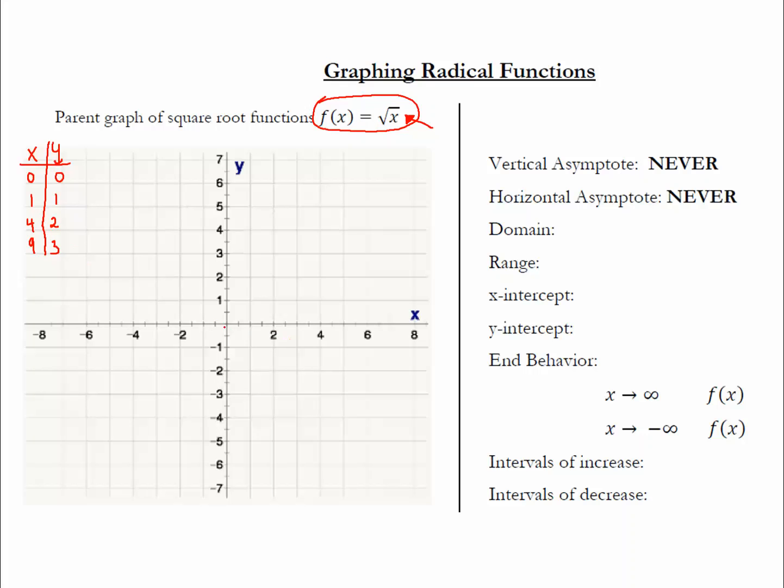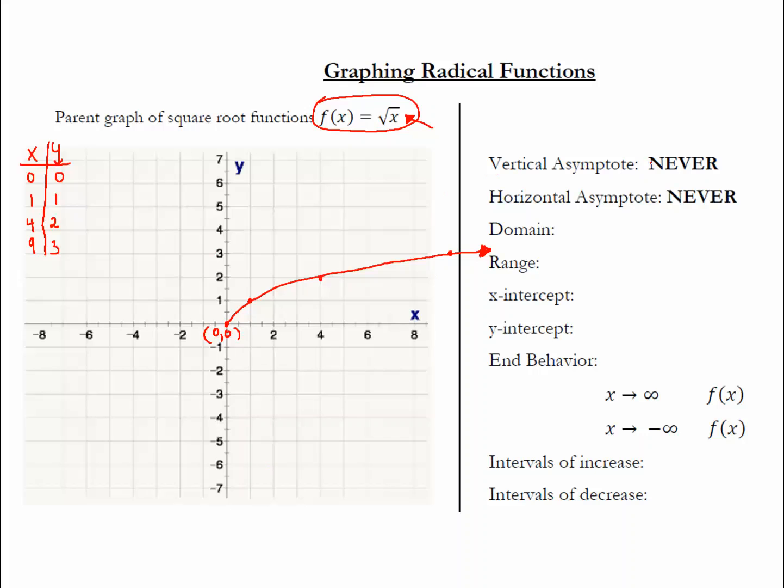And then we went ahead and we plotted the points: 1, 1; 4, 2; 9, 3. And then we sketched it. And then we looked at the characteristics of this curve, this point being 0, 0.